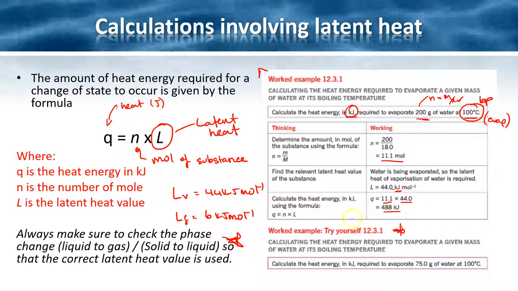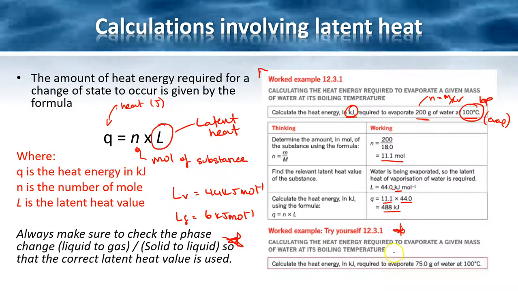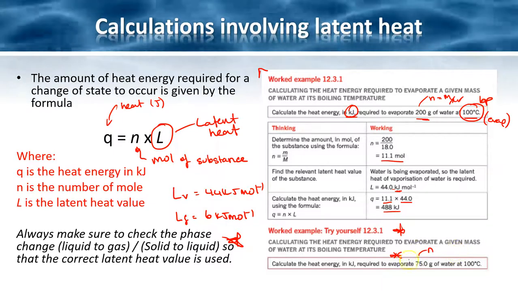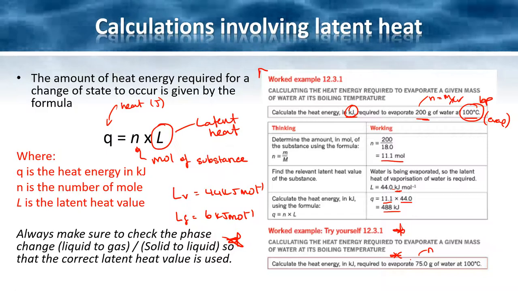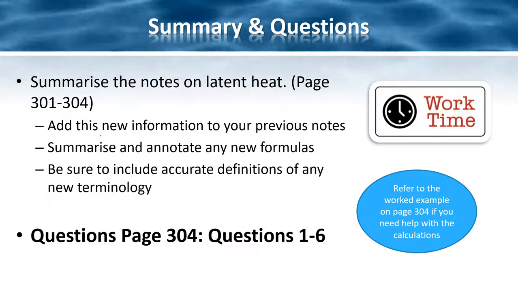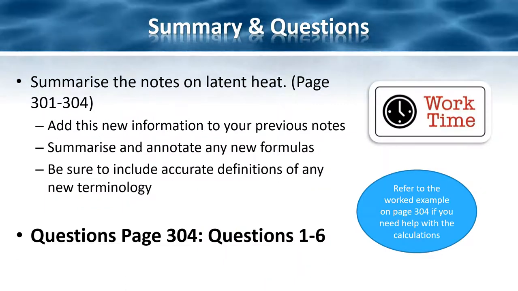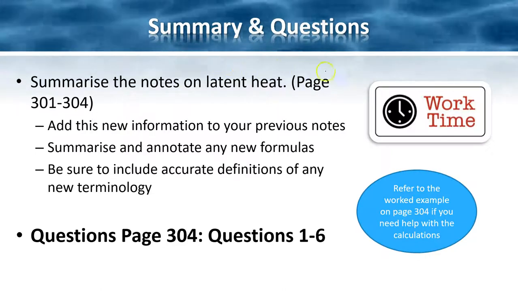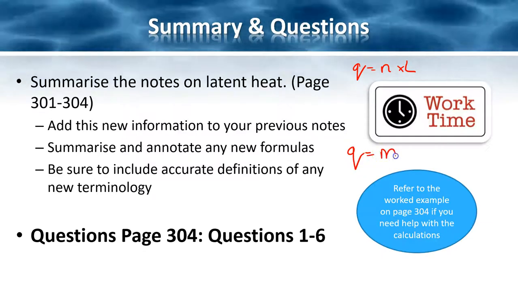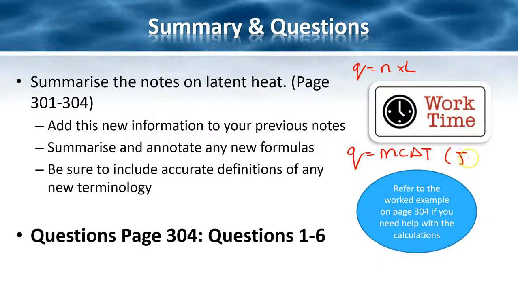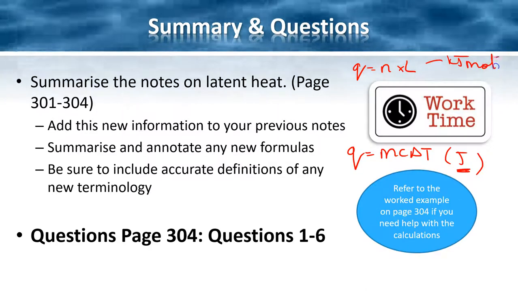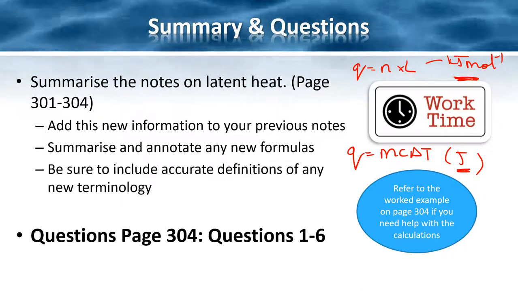Try this one yourself, just to practice this. It's telling us evaporate, so you're going to need to work out the number of mole here, and again we're using latent heat of vaporization, and then just substitute into this formula. That's all we're doing with latent heat, just using that latent heat. Q is equal to nL, and remember we have Q is equal to mc delta T. Remember, this is joules for our energy. L is given in kilojoules per mole, so you need to pay close attention to those units.